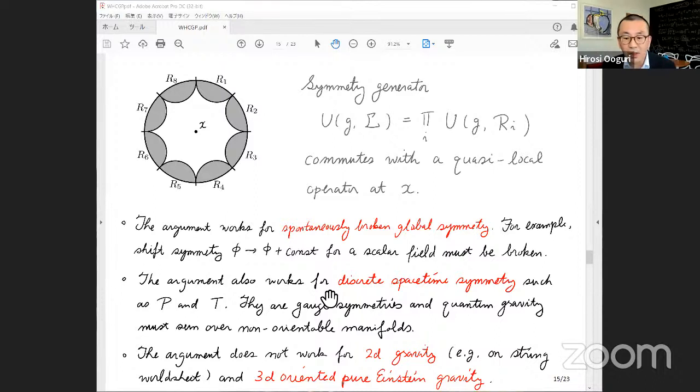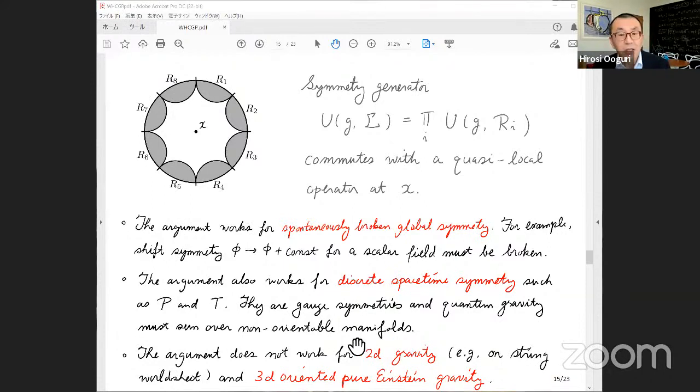This argument also works for discrete space-time symmetry such as parity or time reversal. That means that at least in this context, parity and time reversal must be gauge symmetry if they are exact, not global symmetry. This would mean, for example, as Jack said, that if you sum over topology, then in this kind of theory you have to sum over non-orientable manifolds as well as orientable manifolds.